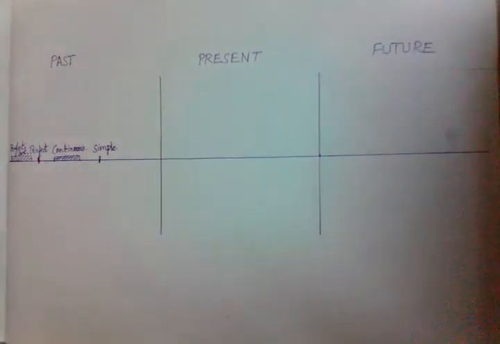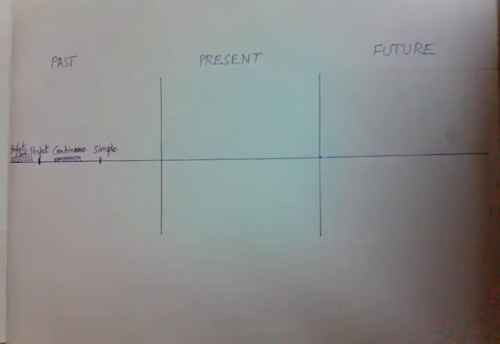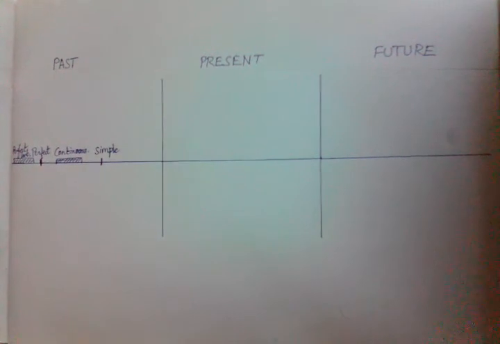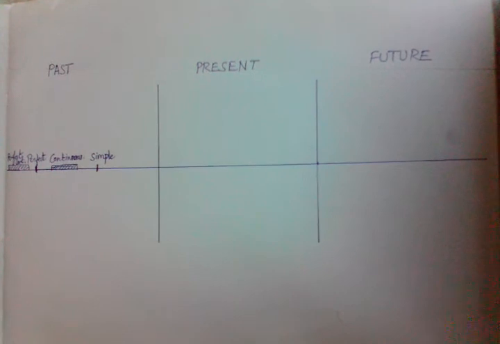Now let's look at the present tense. First one is simple present. You use simple present when you talk about universal truths or general stuff that don't fall under any particular time period. For example, she goes to school or the sun rises in the east.